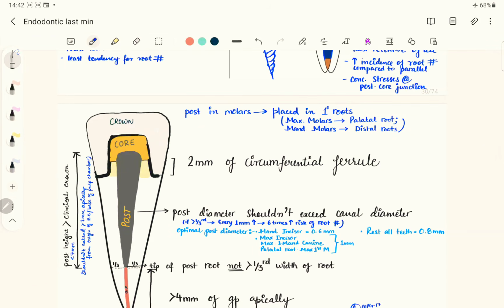So we know that we should leave 2 millimeters of circumferential tooth structure, that is the ferrule, and on top of that we can give the core, and then we give the crown, or a full coverage crown to that particular tooth.